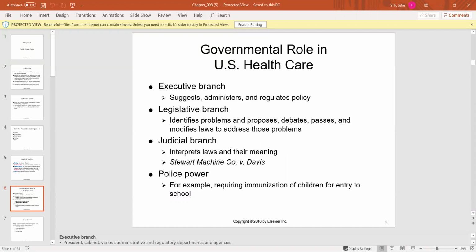And then they talk about something called police power. An example of this is requiring immunizations of children for entry into school. This power allows the states to protect the health, safety, and welfare of their citizens. Such police power must be used fairly, and the state must show that it has a compelling interest in taking actions, especially actions that might infringe on individual rights.